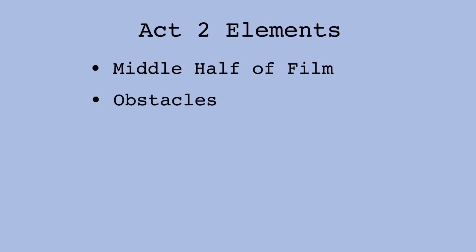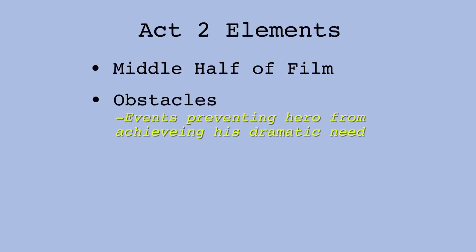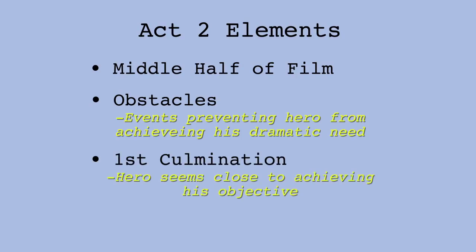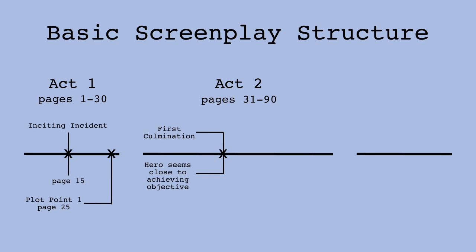Now, Act 2 comprises, as I said earlier, the middle half of our film. And some of the elements that we need to combine in here are our obstacles. These are the moments that the hero has to encounter that will prevent him from achieving whatever his dramatic need is. Then we reach our first culmination. And this is a point just before the halfway point of the film. So we're talking around page 55, 56, where our main character, our hero, seems to be close to finally achieving whatever his goal or his objective is, and then everything falls apart, and that leads us directly into our midpoint.